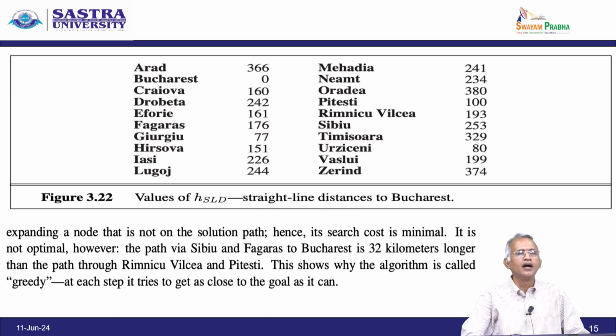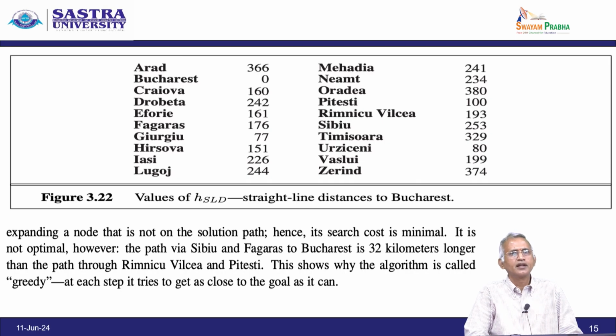The straight line distances to Bucharest are given from Arad to Zerind. Arad is 366, Bucharest is 0 because it is the ending point, Craiova 160, Drobeta 242, Eforie 161, Fagaras 176, then Giurgiu 77, Hirsova 151, Iasi 226, Lugoj 244. Like that, the rest of the places are also found and displayed in figure 3.22.